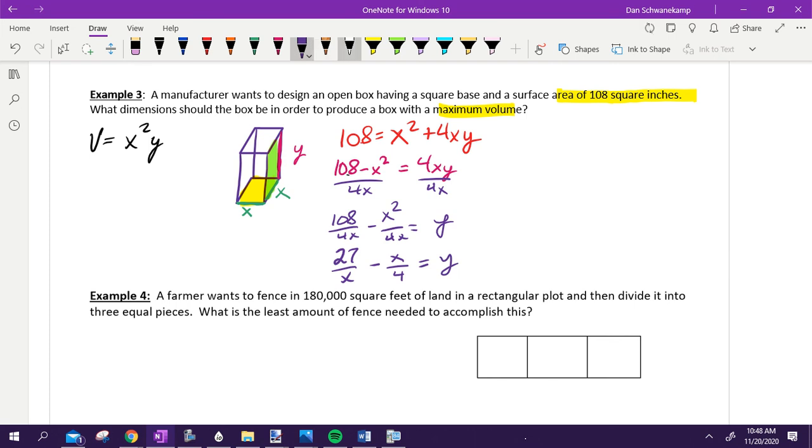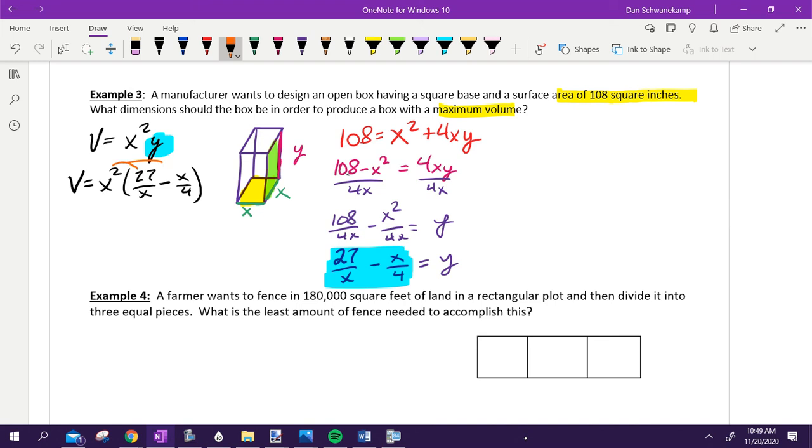We are substituting in. We are taking this guy right here, and I am plugging it in for y. So my new volume equation is x squared times 27 over x minus x over 4. That's volume. What am I going to do with volume in order to maximize it? Take the derivative. Again, I don't want to leave it like this. If I did it right now, I'd have to use product rule. I want to avoid that. So I'm going to try to clean this up.